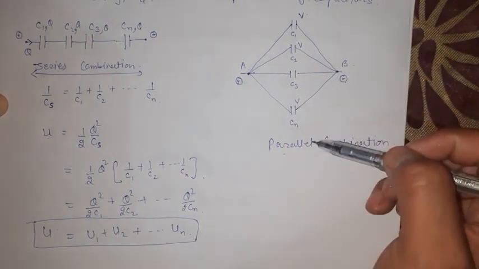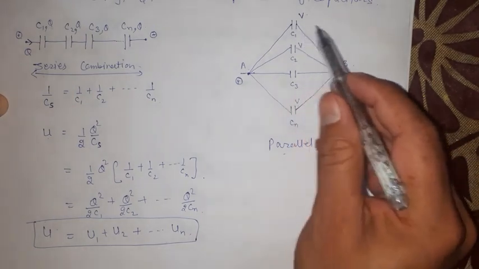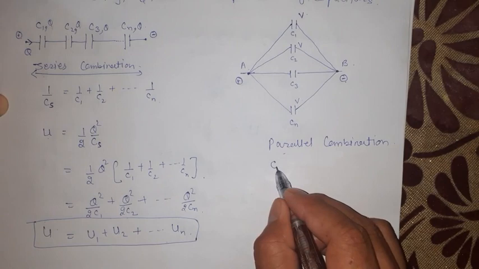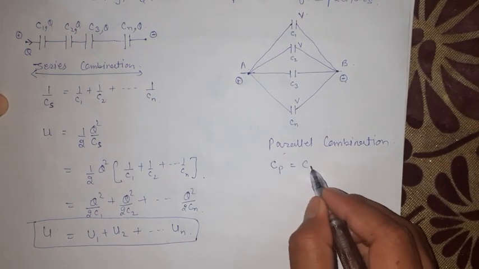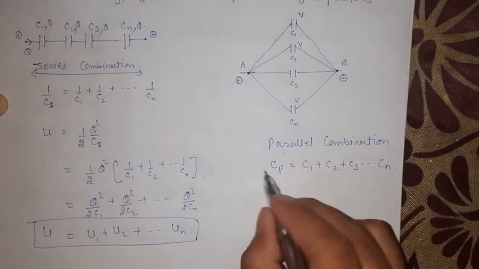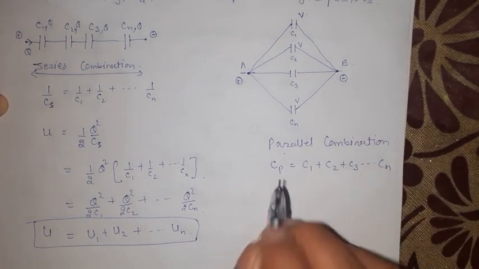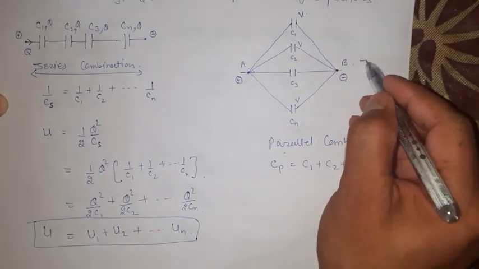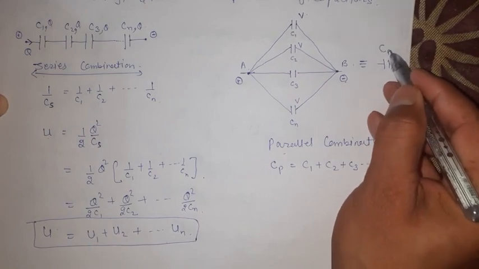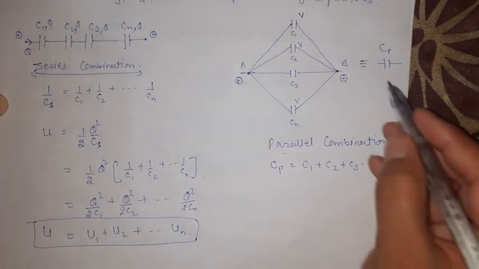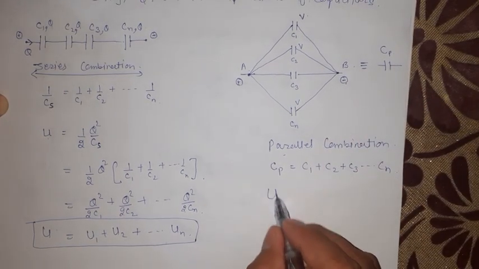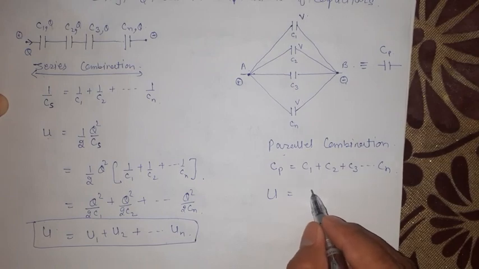Now, what will be the equivalent capacitance of this? In this parallel combination, we know that we get C1 plus C2 plus C3 and so on, Cn. It is the equivalent capacitance of this parallel combination, meaning I can replace them all by this single capacitor having capacity equal to Cp. Therefore, what will be the potential energy of this? It is 1 by 2.